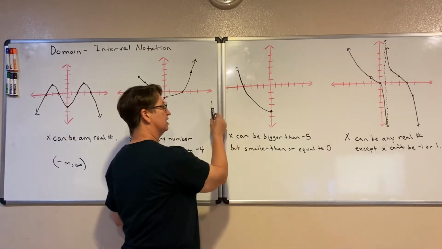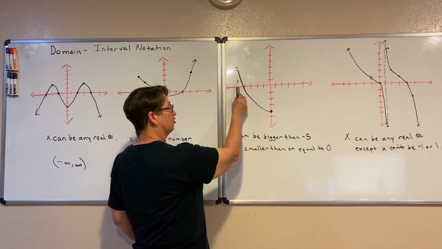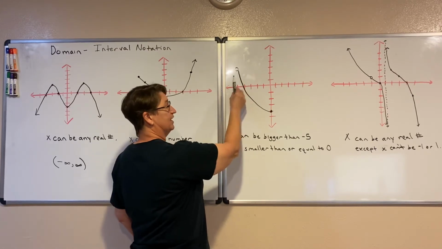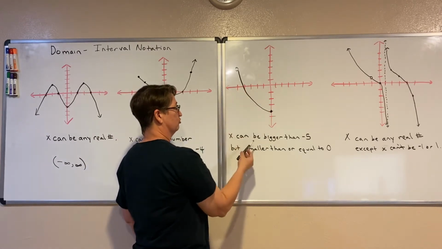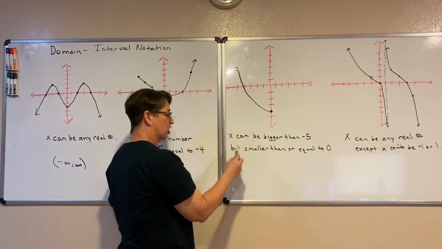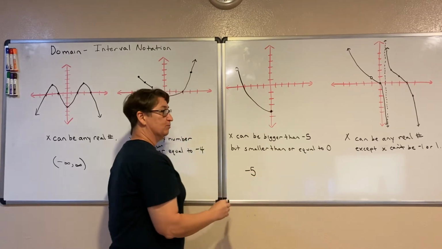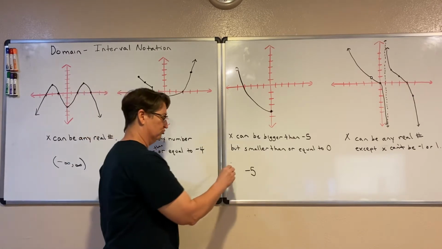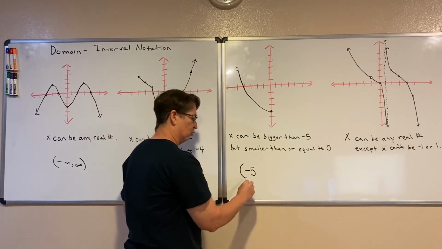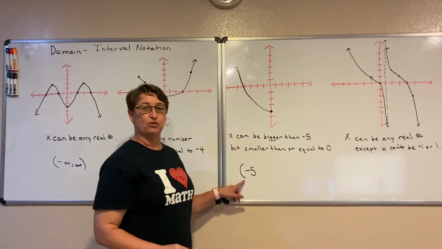Here, our smallest x value gets closer and closer and closer to -5. It never makes it down to -5, but it gets closer and closer to that. So to show that, we're going to go ahead and put -5, but because it doesn't actually have an output there, we're going to use a parentheses as our symbol to show that it's not included.